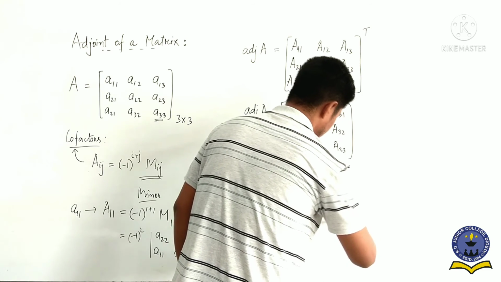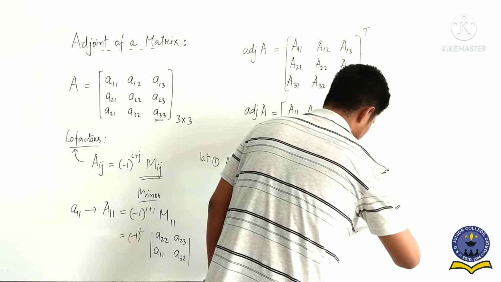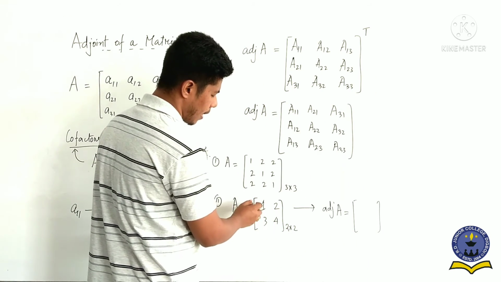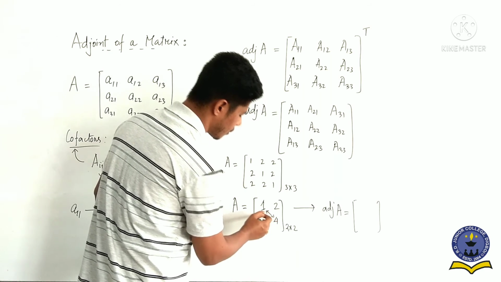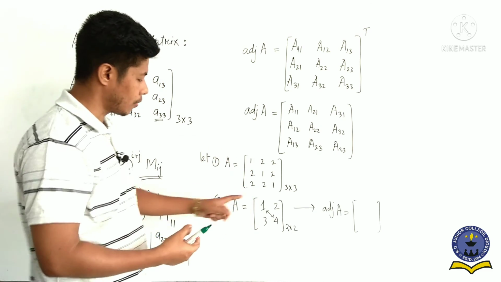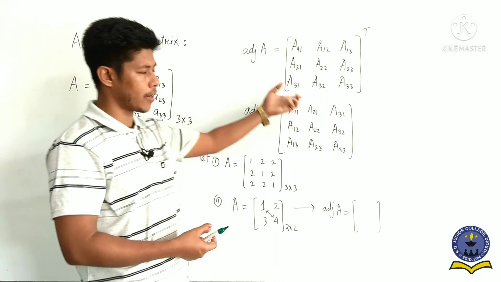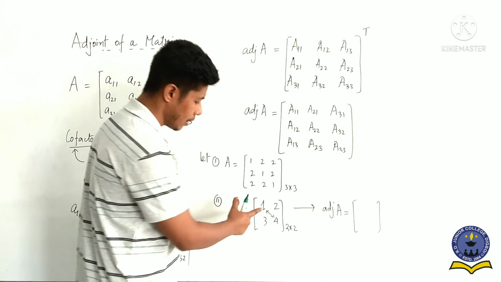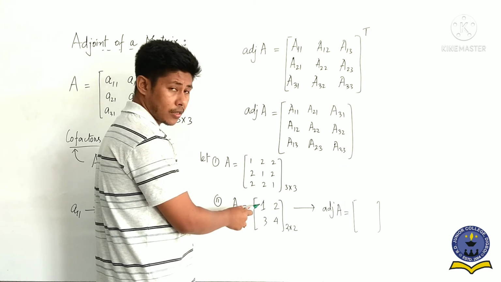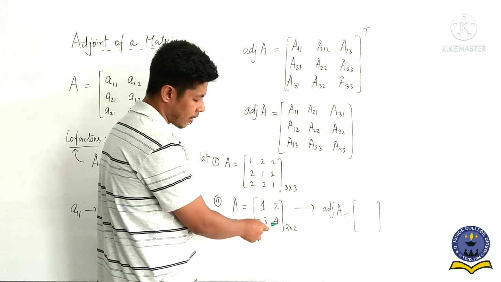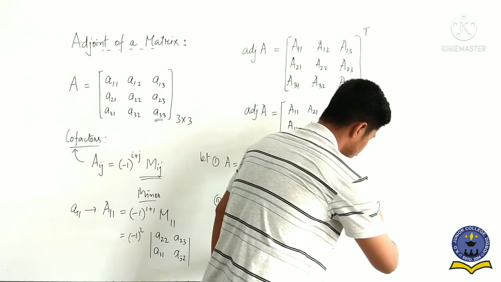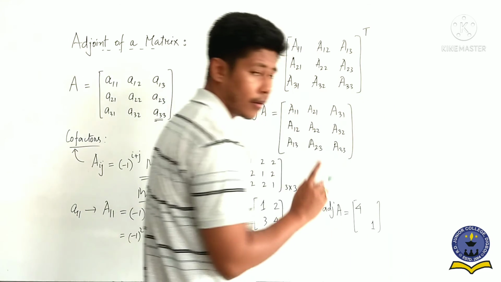Adjoint of A equals, let's see what you have to do. First, the first row, first column element is 1, and diagonally the element is 4, so we have to interchange these two. Without doing the cofactors, you get the same result. So if we interchange these two, here we write 4 and 1, first step.